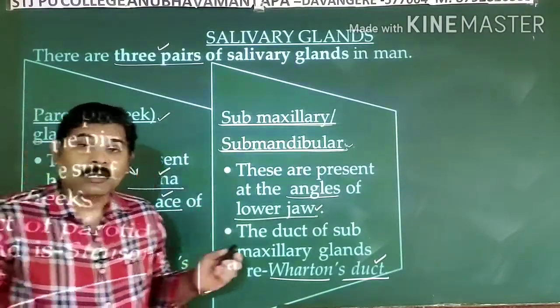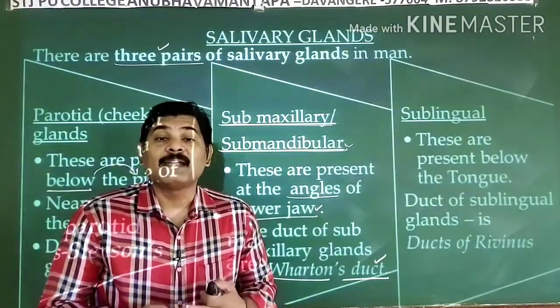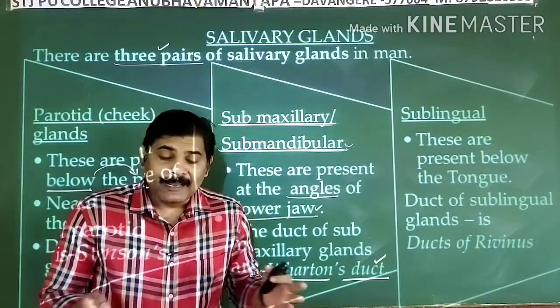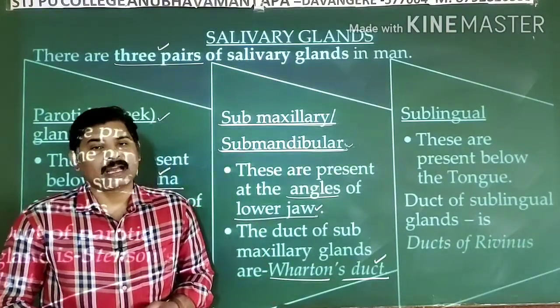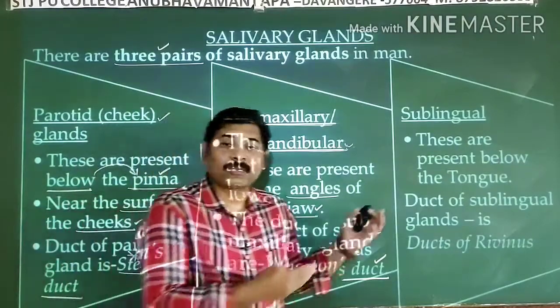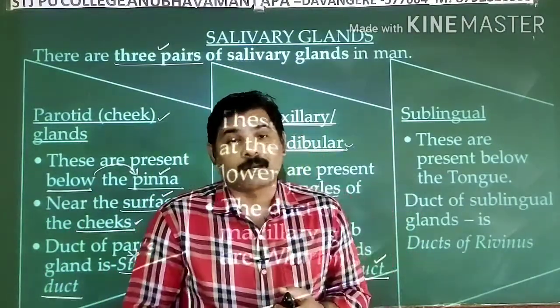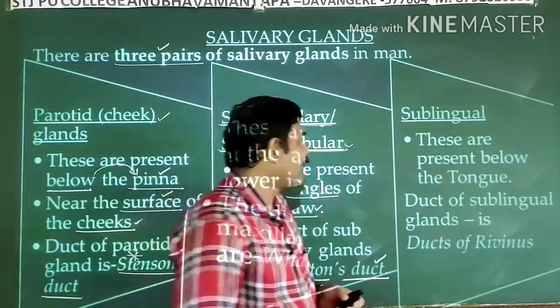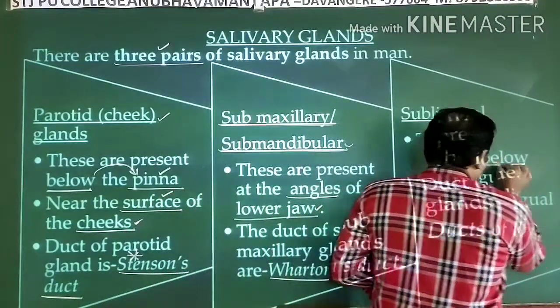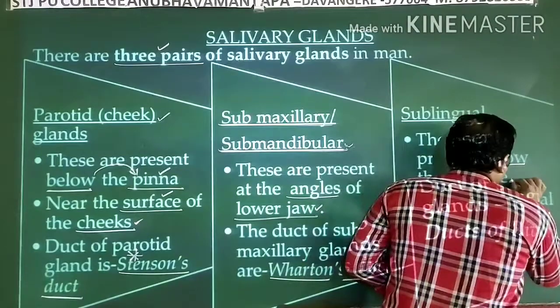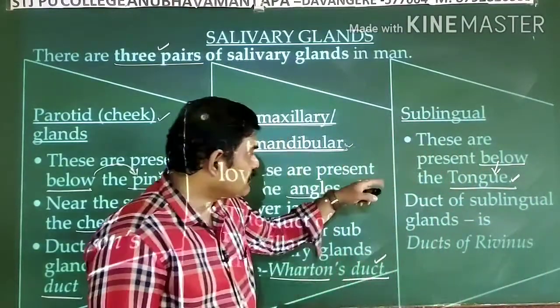Coming to the third type, the sublingual salivary glands. Lingua indicates your tongue. So you can easily guess that this is a gland present underneath your tongue in your oral or buccal cavity, that you can find below the tongue. You can see these types of glands.